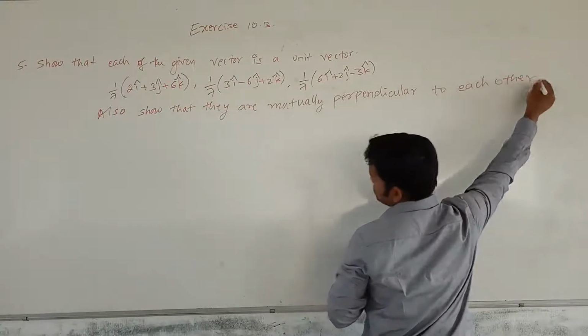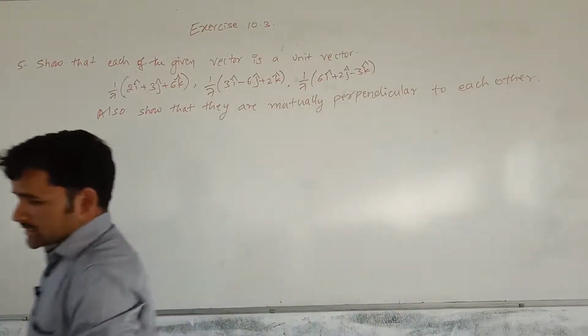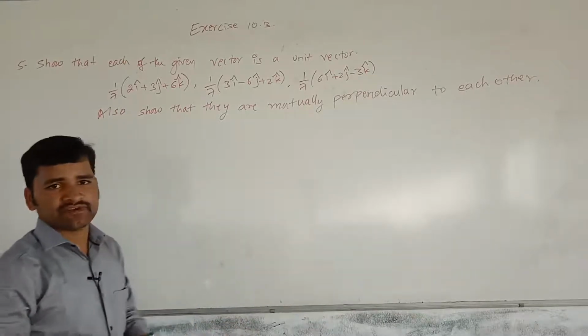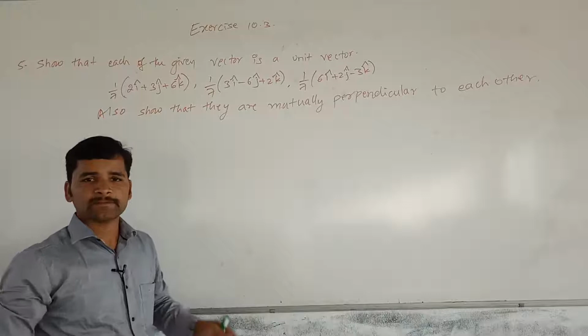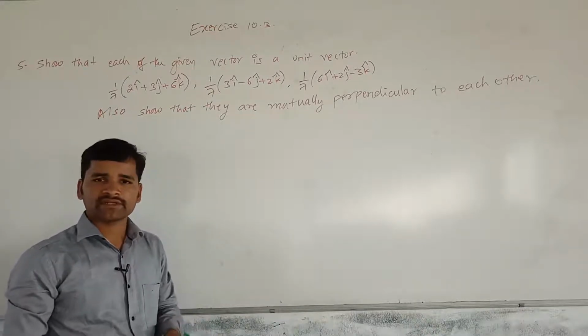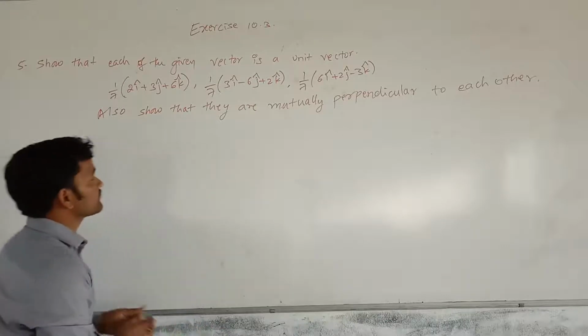This is our question. First part of the question we will take first. Each of the vectors is a unit vector, we have to show. Unit vector means its magnitude is 1. Let us find out the magnitude of the vector. If it is 1, then it is a unit vector, that is all.